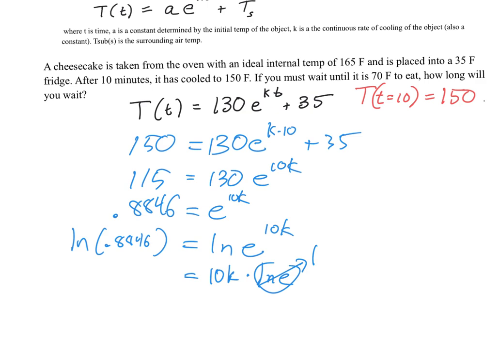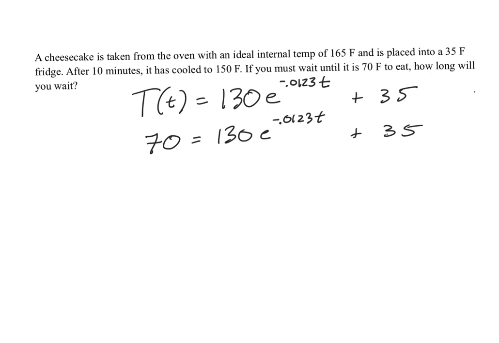So I'm left with, on the right-hand side, 10K. And on the left-hand side, I'll just leave this for you to figure out later on, but it's the natural log of 0.8846. It's a number. To solve for K, I divide by 10. I divide this by 10, and I will find my value for K. So the value for K that we got was negative 0.0123. I now have my full equation with all of my constants in here. So now I have the cooling formula and equation for a cheesecake that had an initial internal temperature of 165 in an outside temperature refrigerator of 35 degrees.